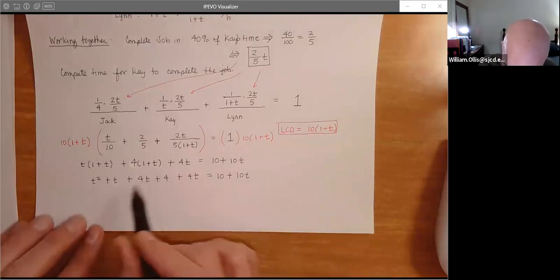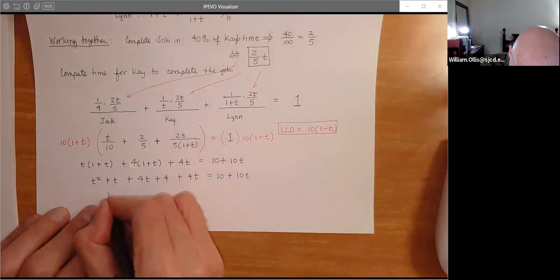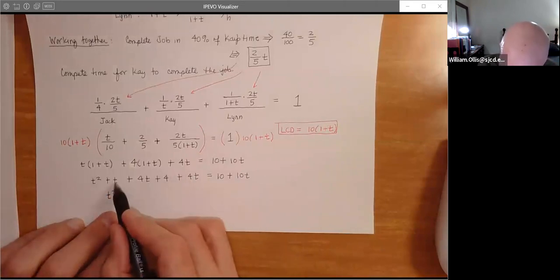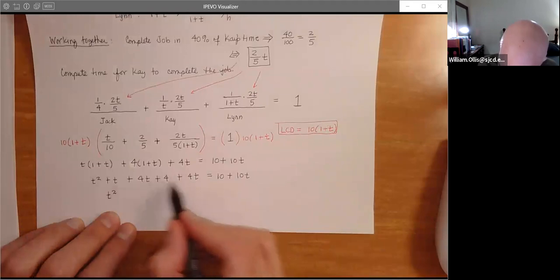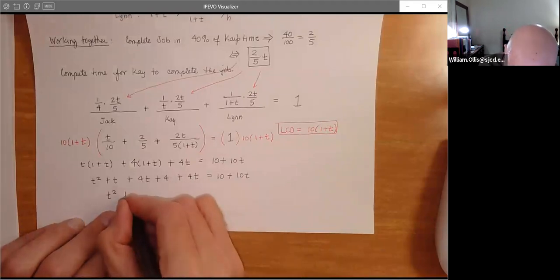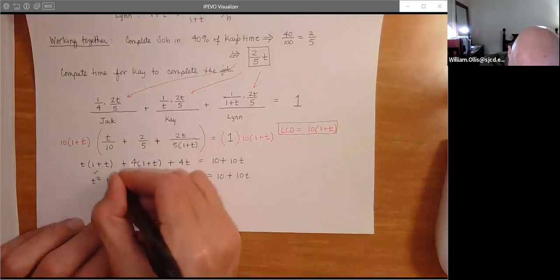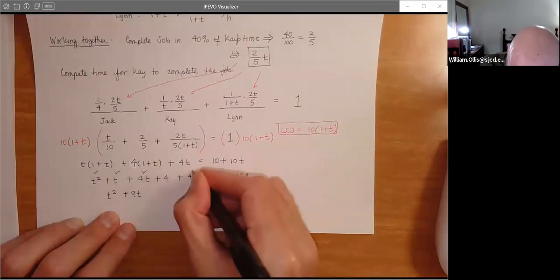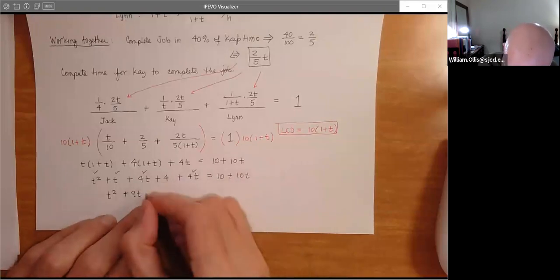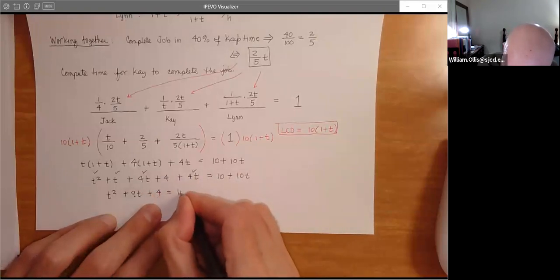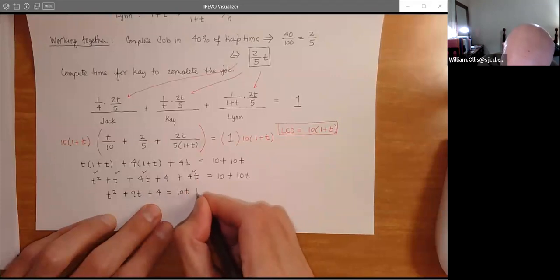So let's go ahead and put everything together. So we have T squared. And then notice here we have a T, a 4T, and a 4T. So that's plus a 9T. So we can check all of these off. And then we get plus a 4 equals 10T. I'll do that first, plus a 10.